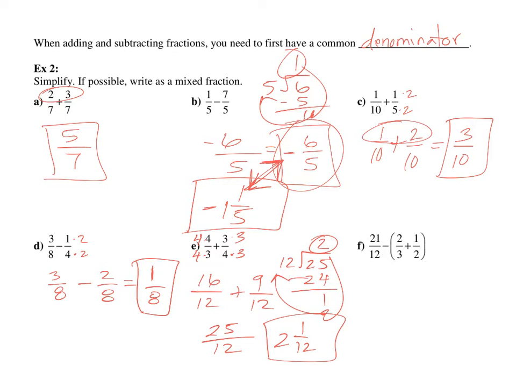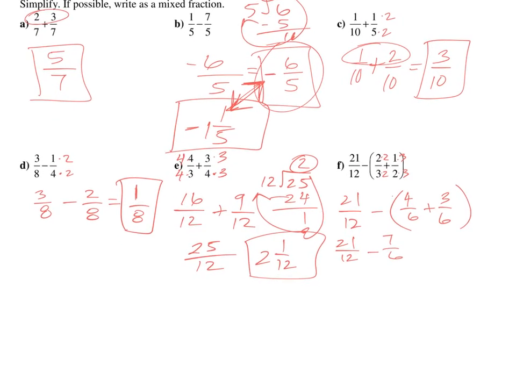Okay, 3 fractions. Students see this problem and they skip it because they freak out. Don't freak out. Just imagine this wasn't even here, and just work this piece out. You can do that. So here I'm going to multiply this by 2, top and bottom. This one by 3, top and bottom. So I get 21/12 minus, keep it in parentheses, 4/6 plus 3/6. So I get 21/12 minus 7/6. That wasn't too bad.